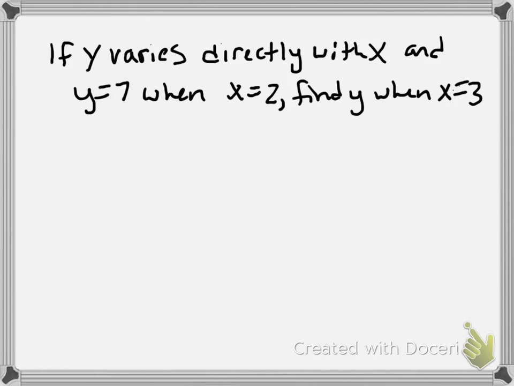So again, as soon as I see that word varies directly, I know that I'm dealing with y equals k times x. So I have to go through and find my k value. So again, the easy way to find your k value is just do y divided by x.